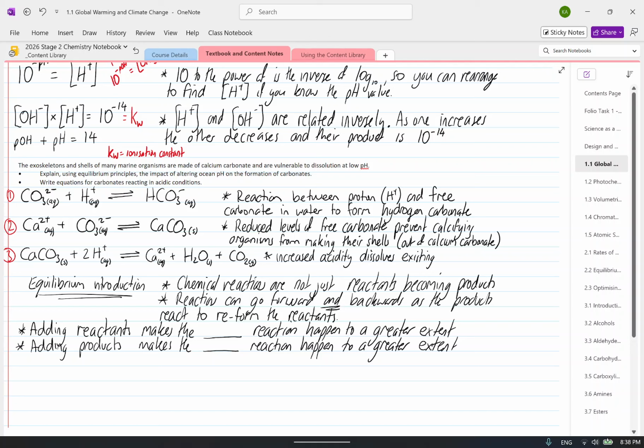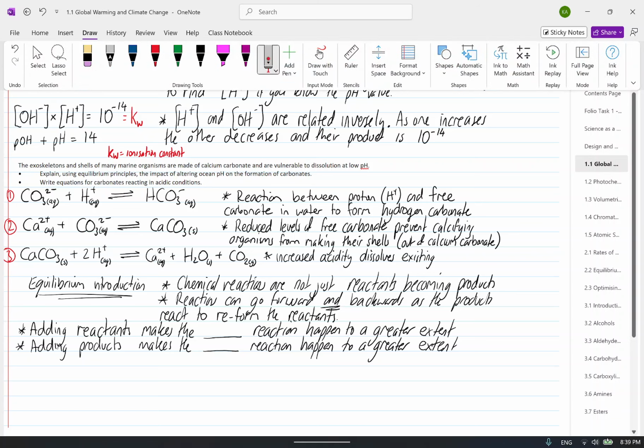Now our third equation is talking about further effects of increased acidity. Now if you have an increase in acidity, you are increasing the amount of H+, and what this does is it reacts with our existing calcium carbonate, in the form of the shells and structures of these organisms, and it turns them into free calcium ions, water, and gaseous CO2. So essentially it is dissolving the existing shells, which is going to stop these organisms from being able to protect themselves and generally remain alive.